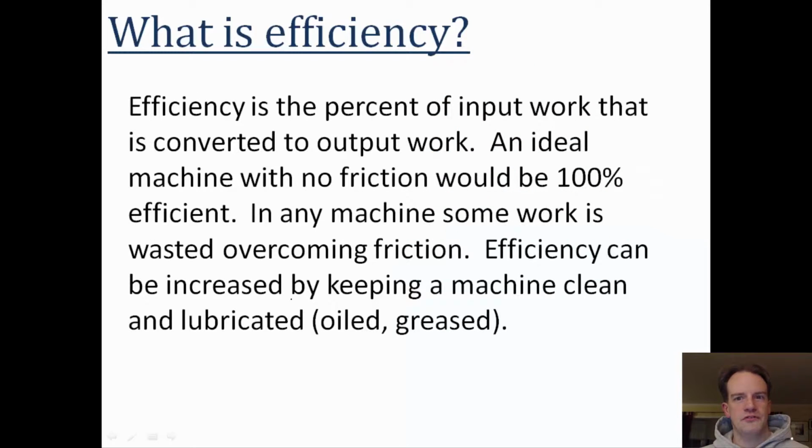So what is efficiency? Well, efficiency is that percent of input work that is converted to output work. An ideal machine with no friction would be 100% efficient. That is never the case. Machines aren't perfect, and some of that work that you want to do is always going to be used to overcome friction, and you're going to lose it as heat. But we can increase efficiency by keeping the machine clean and lubricated, like oil or grease.